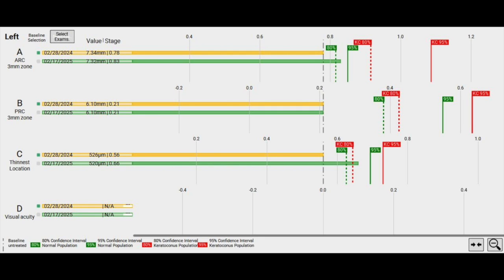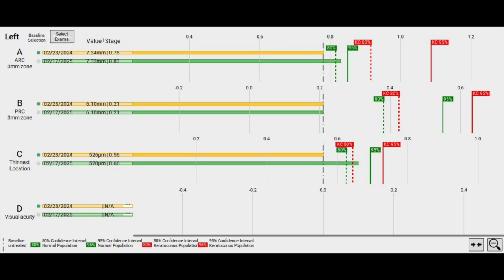So looking at this in the A criteria, there's no significant change. Yes, the graph moves from the normal population still into the normal population. No progression on A. B is exactly the same, obviously. There's no progression there. Now in C, in the thinnest location of the cornea, our second scan, performed on the 17th of the 2nd, 2025, has moved from the 80% normal flag into the keratoconus 80% flag. Now, you would need this to happen in either A or B or D as well as C to consider this to be progression.